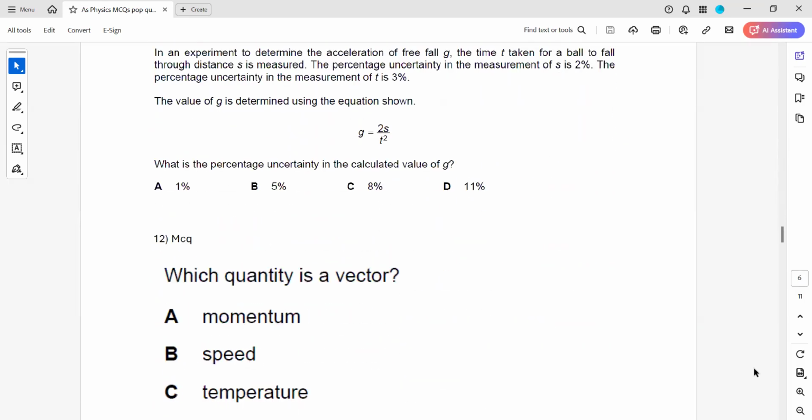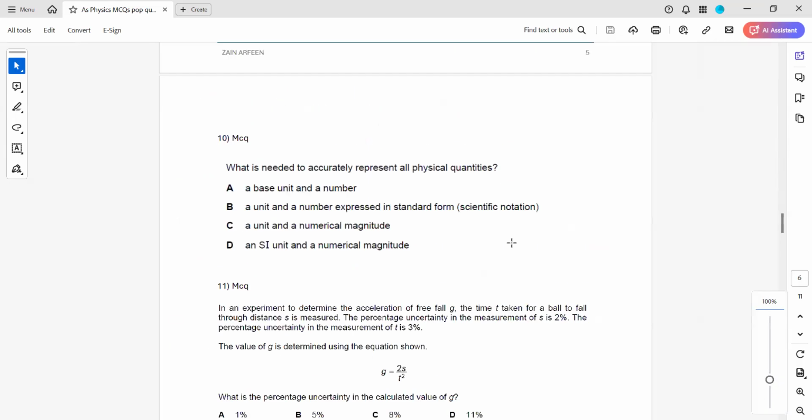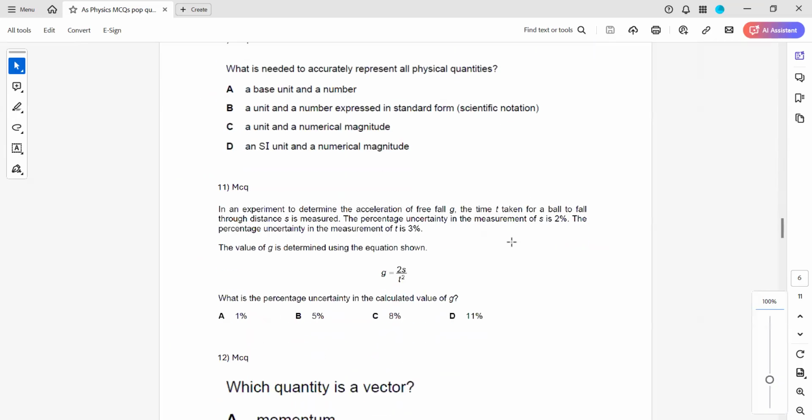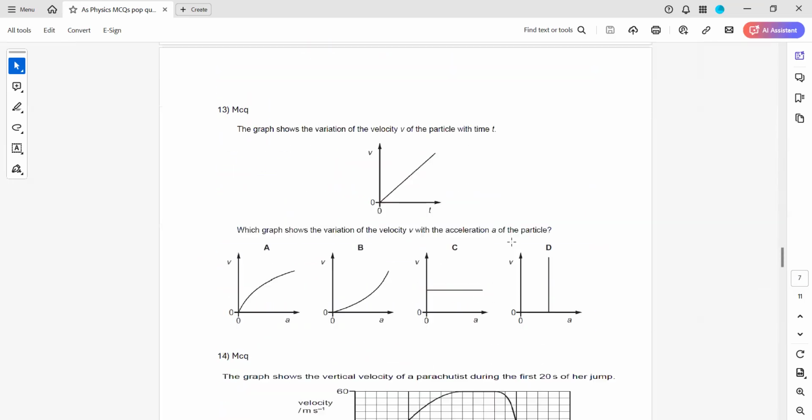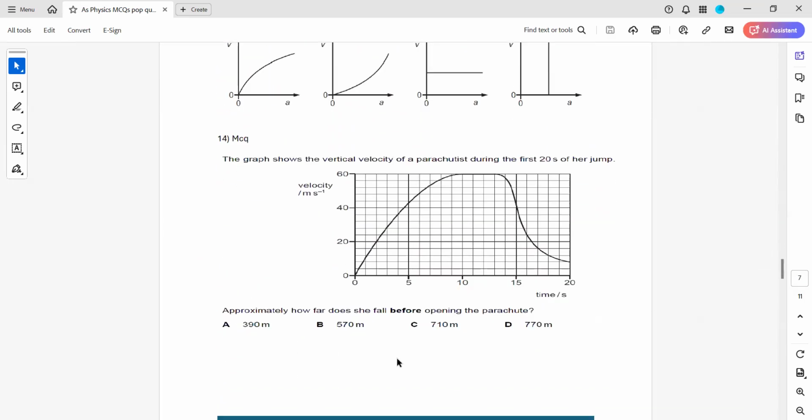Question 10, 11, 12. Any doubt? 10, 11 or 12? Question 13, 14. Any doubt?